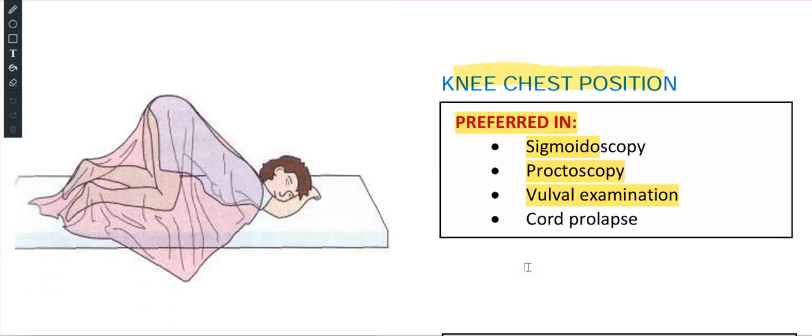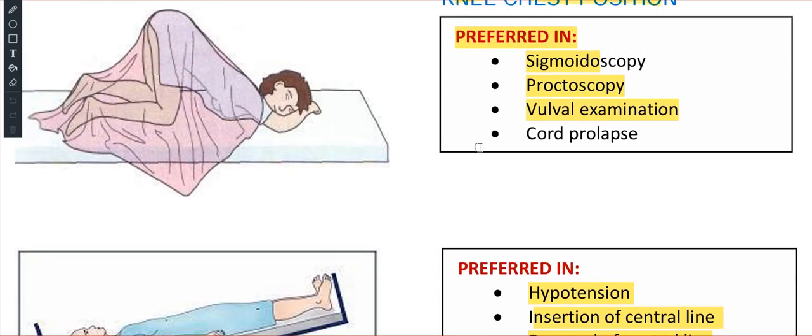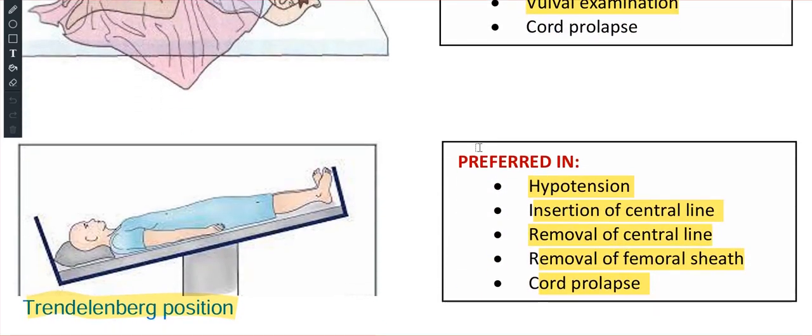So the next position is Trendelenburg position. Trendelenburg position means the head is lowered and the foot end is raised, which means the foot end is raised more than the head. This is preferred in hypotension, if a person has low BP, meaning systolic blood pressure less than 90 millimeters of mercury, or when a central line is being inserted, or when there is removal of a central line or removal of a femoral sheath, or in cord prolapse. In cord prolapse, as you would have noticed, we can prefer knee chest also, and we can prefer the Trendelenburg position also, right?